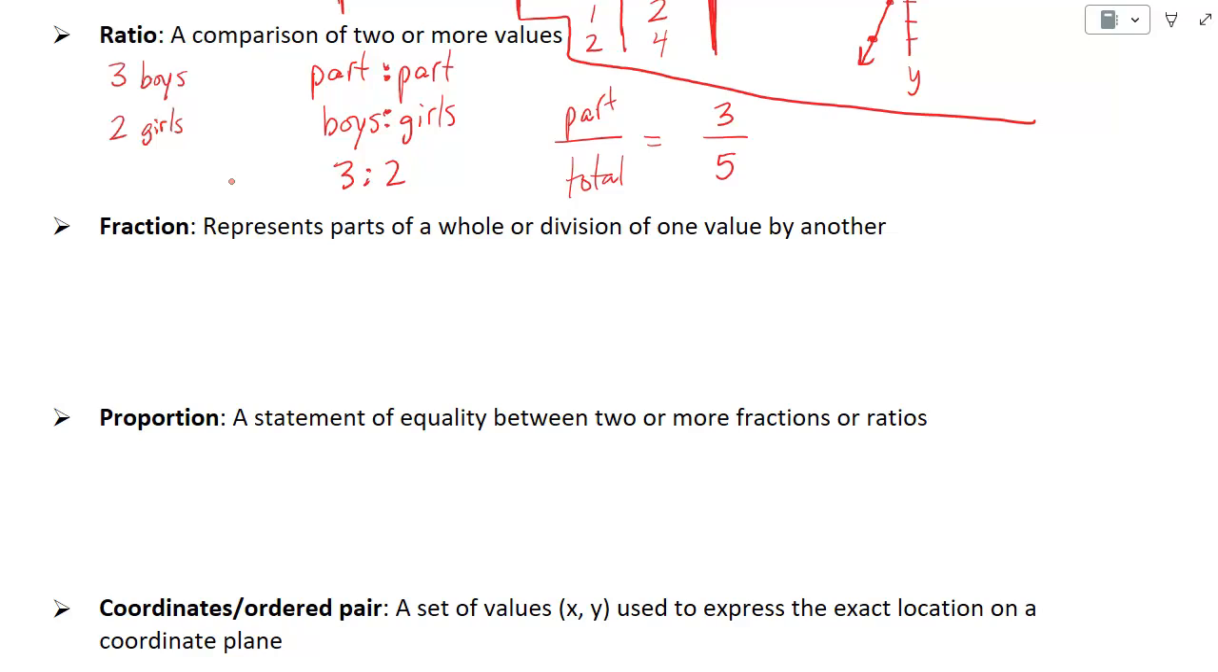And you could extrapolate that to bigger numbers. It doesn't have to be just out of 5 people. There could be any multiple of 5 people, and we would still be able to tell how many boys there would be just by using that proportion, that fraction, 3 over 5. So those are a couple of different ways that ratios are expressed.